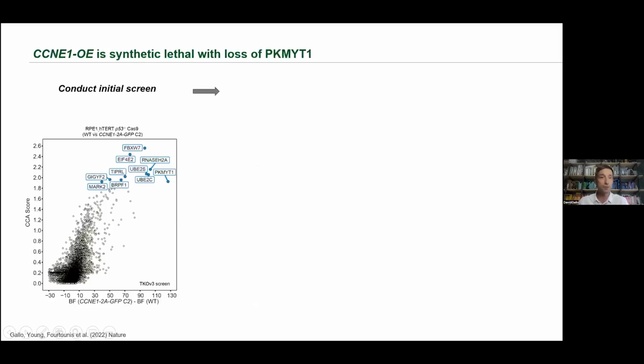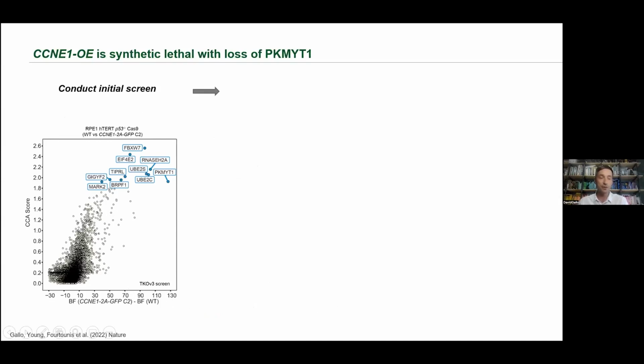Here we've used our favorite workhorse cell line, which is the RPE1 hTERT. These are all p53 knocked out, so we always work in a p53 mutant background. In this case, we've done the screen with the TKO V3 library, which was developed in Jason Moffat's lab at the Donnelly Center.